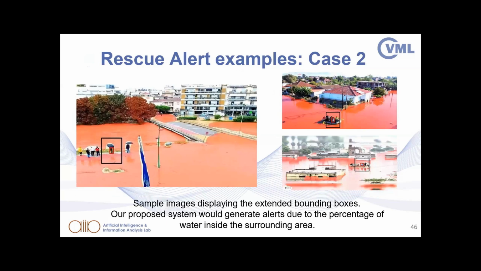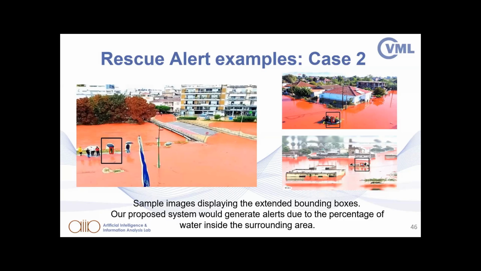We are now at the last slide of the presentation. Here we see how the system identifies objects like people or vehicles, marking them with bounding boxes again, and calculates, in the extended bounding box, the black bounding box, the water coverage in the surrounding area.